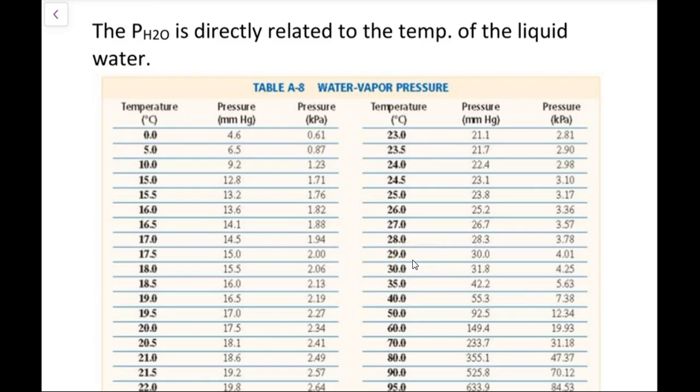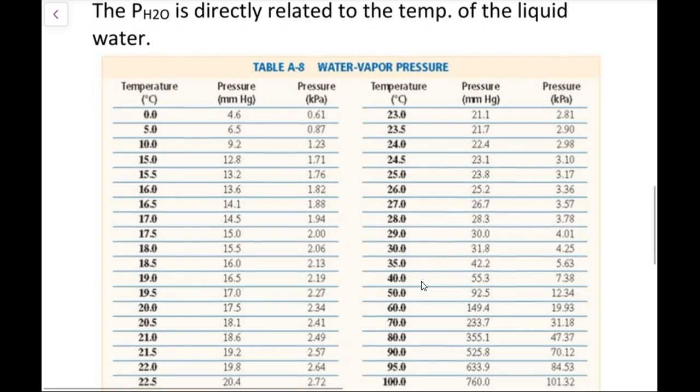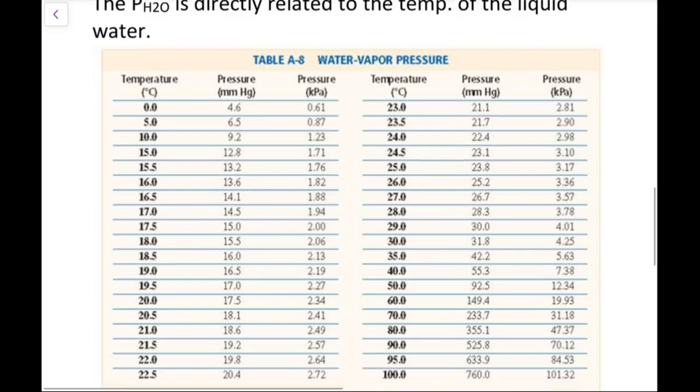So the water would have to be a little bit warm for you to have that partial pressure due to water vapor. Most of the time, room temperature is going to be around 20 to 25 degrees Celsius, and you're going to have smaller water vapor pressures that you're going to have to subtract from the total pressure. So let's see how this works.